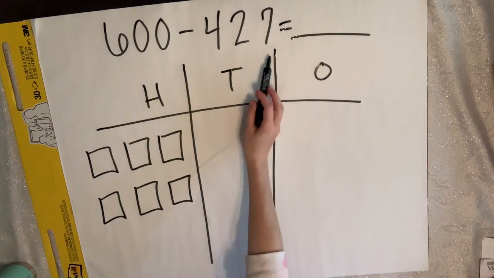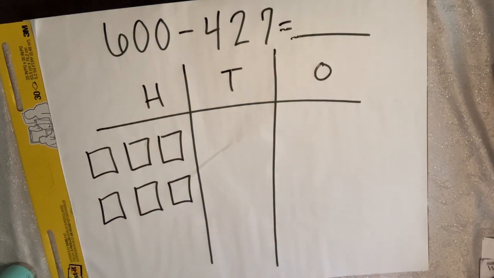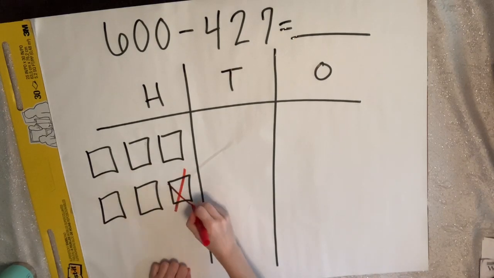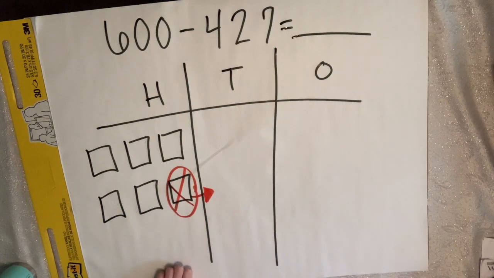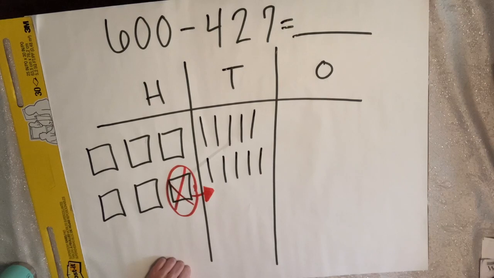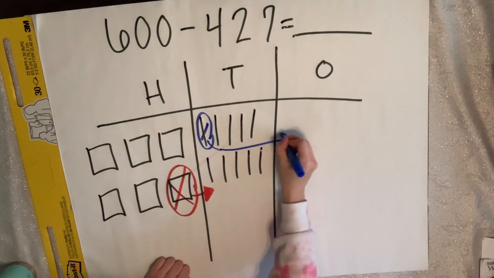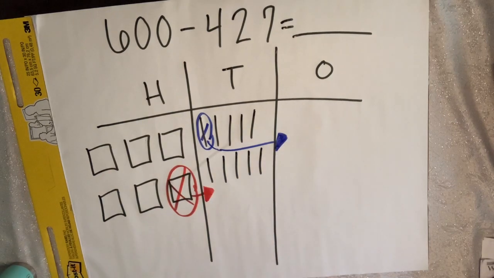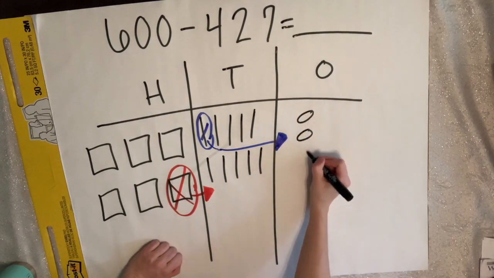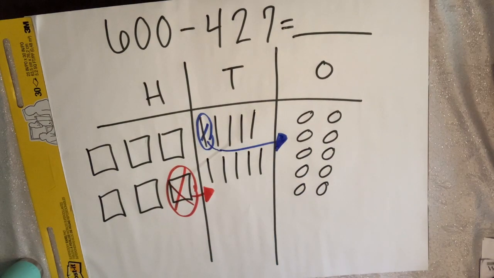So now we're going to look at the number that we're taking away. Starting with the ones, we need 7 ones, but we don't have 7 ones, and we don't have any tens, so we're going to exchange a 100 flat for 10 ten rods. After you draw your 10 ten rods, now you can exchange one of those and make 10 ones. So now that we have our ones, we can take away our 7 ones from 427.